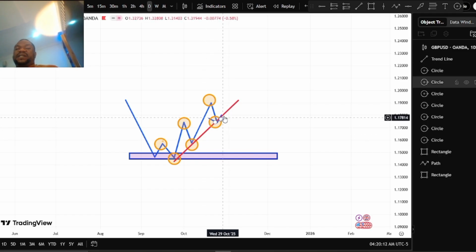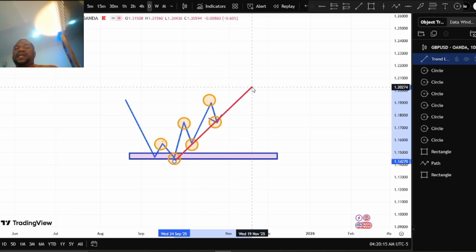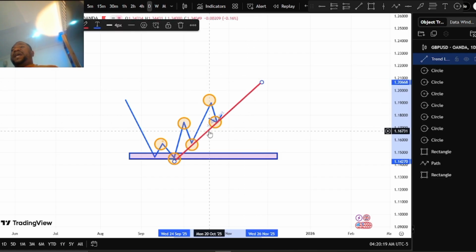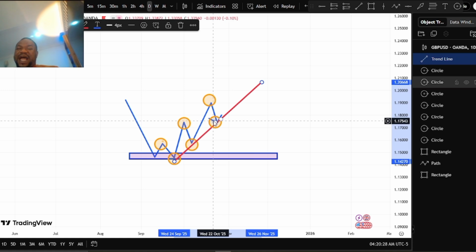So now, guys, like I told you, these are some of the things you should see. In fact, this is the most important thing you should see on the higher time frame, especially your daily time frame, to identify that at this point the market is in an uptrend. I hope this is understood.